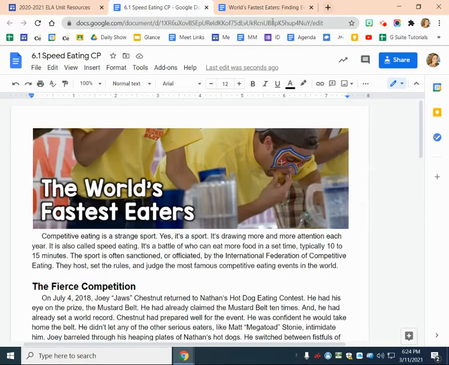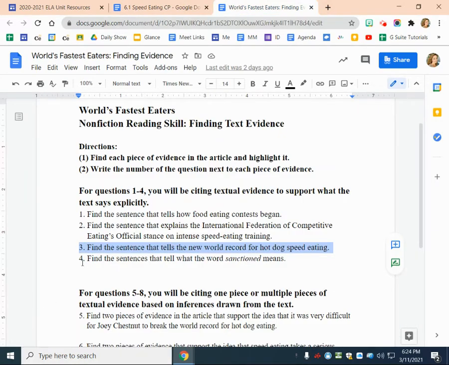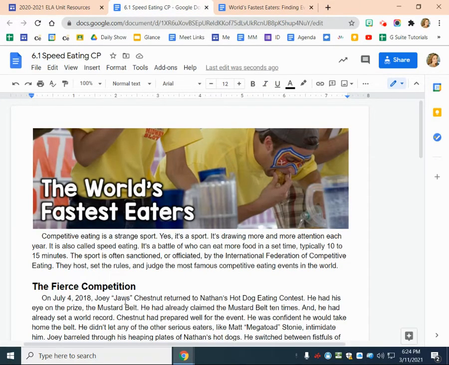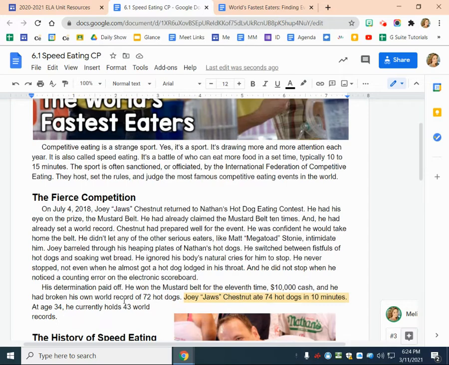All right, almost done with the explicit evidence. Number 4, find the sentences, it says sentences is plural, that tell what the word sanctioned means. We talked about this when we read the article yesterday. Remember, it means to rule or referee or officiate. And I wanted you to use that word in your Cornell notes. I'm glad you did, because now it's probably a lot easier to find the evidence.